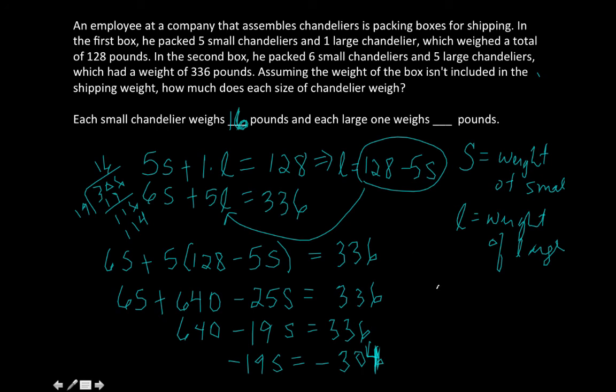And then we know that 5 times 16 plus L is 128. Or L is 128 minus 5 times 16. So L is 128 minus 80. It's 5 times 16. So that's 48.